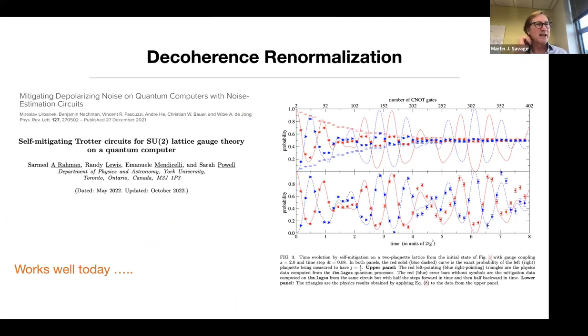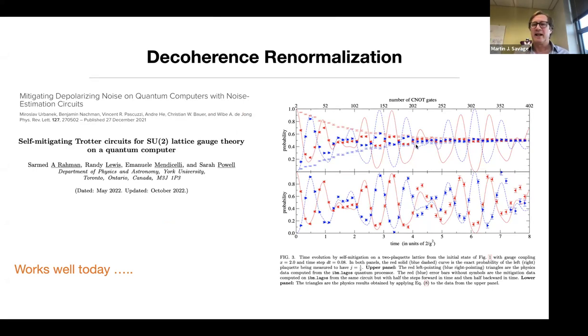So one of the developments over the last couple of years that made this possible was this mitigation strategy called decoherence for normalization. This came out of the high energy group at Berkeley in collaboration with IBM. And then there's also a very nice paper out of York University on self-mitigating Trotter circuits for lattice gauge theory.